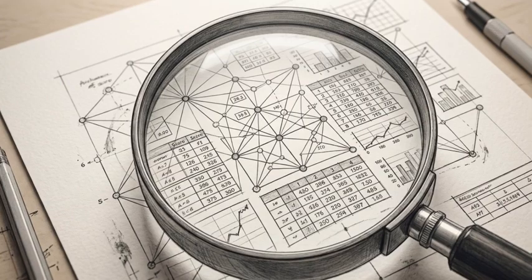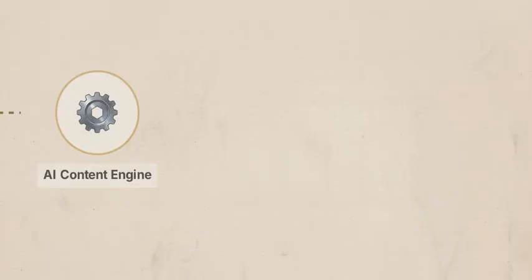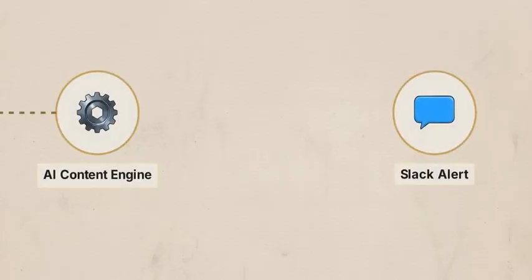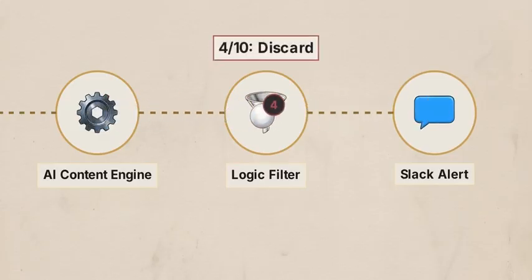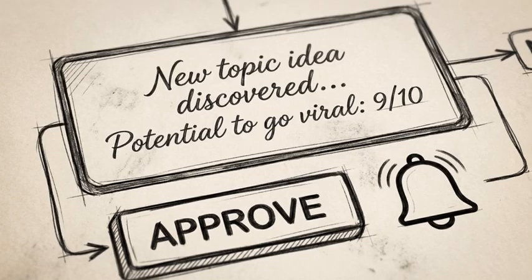Now you need a way to review these scores. Back in Make.com, you add a Slack node to serve as your alert mechanism. You apply a logic filter. If the AI scores a topic above 7 out of 10, the idea gets forwarded to Slack. Anything lower is automatically discarded. Once this filter is active, you only interact with a curated feed of high-potential notifications, complete with an AI rating and a one-click approval button.